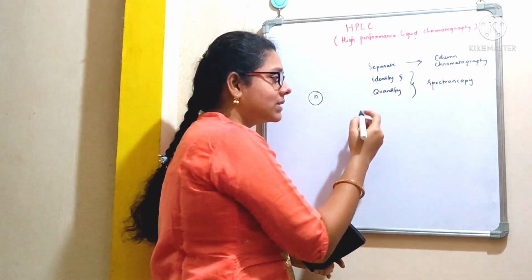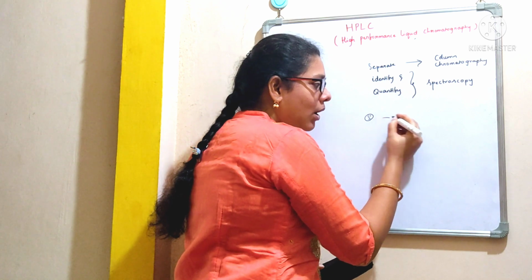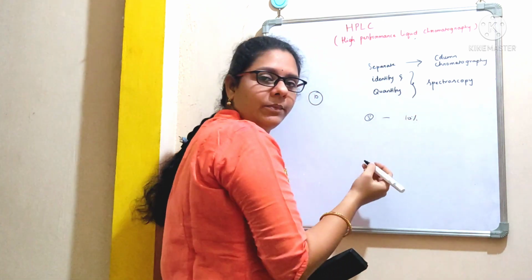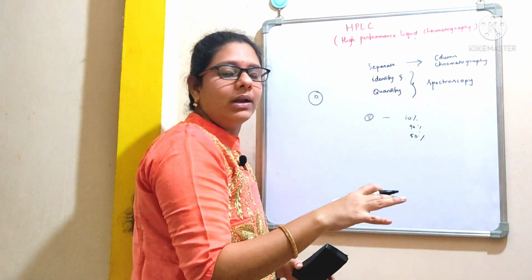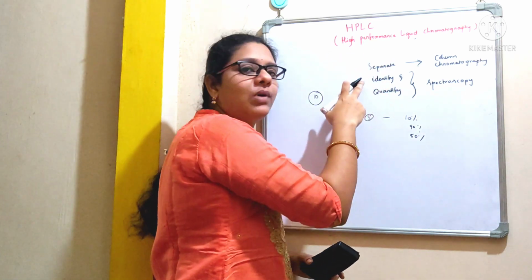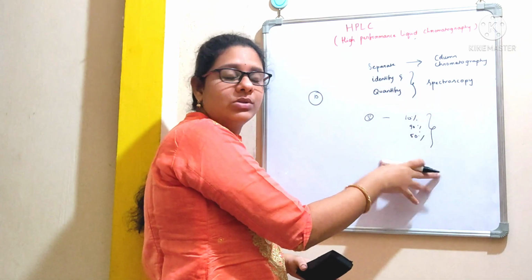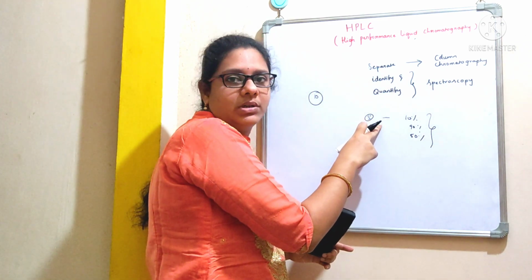Quantify in the sense, for example, if there are 5 compounds in a solution, right? Some compounds may be present at a concentration of 10% or 90% or 50%, that we don't know, right? But with the use of this HPLC technique, it is possible to identify the compound and also quantify the compound, so that we'll come to know how much of the compound is present in a solution.